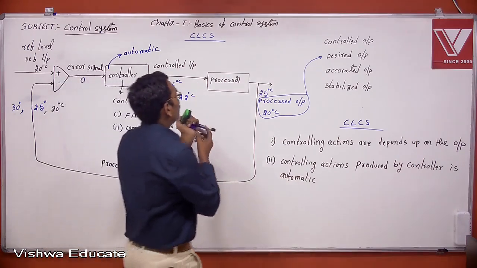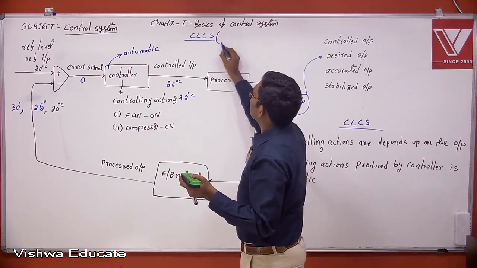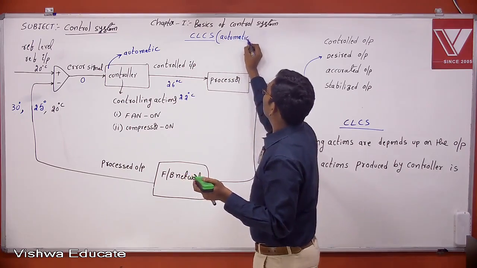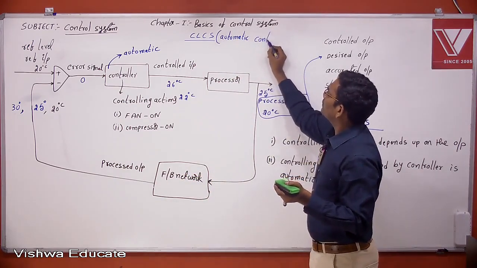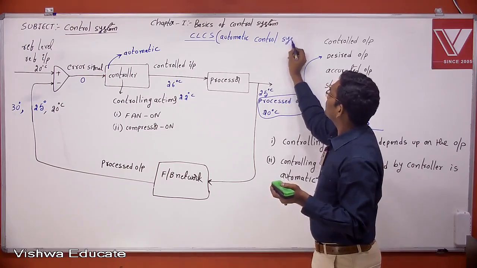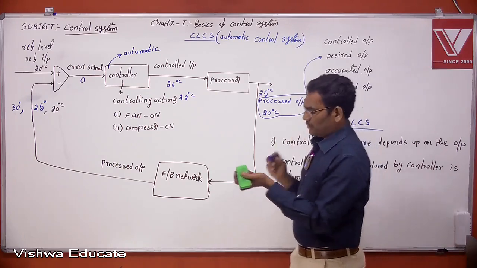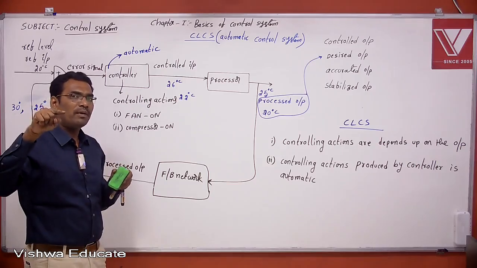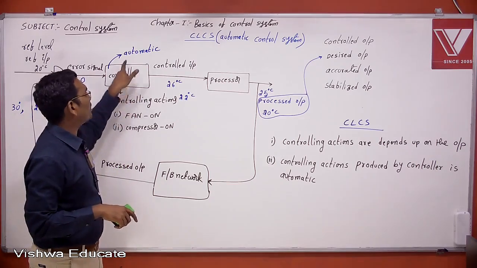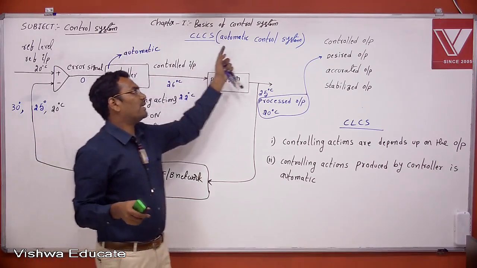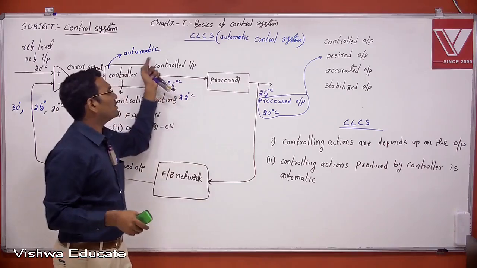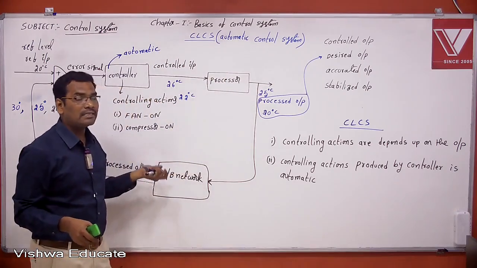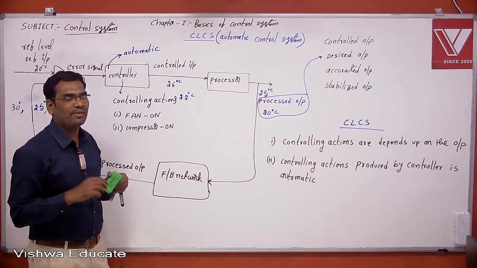Therefore, these closed loop control systems are also called automatic control systems. Now compare the previous one and this one. In an open loop control system, the controlling actions produced by the controller are manually operated, therefore that is a manually operated control system, but this is automatic, therefore this is an automatic control system. Why is this automatic? Because it consists of a sensor. Here it consists of a sensor.